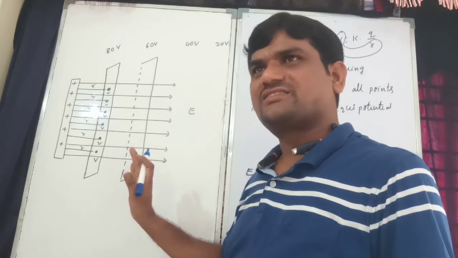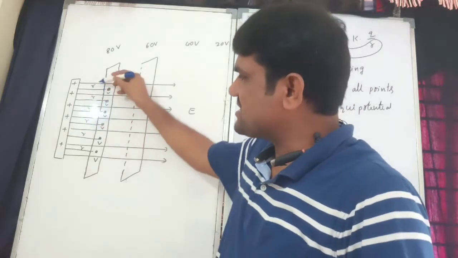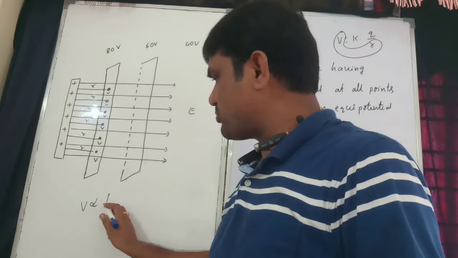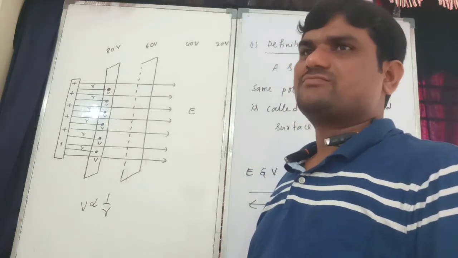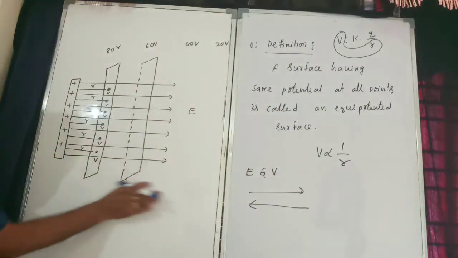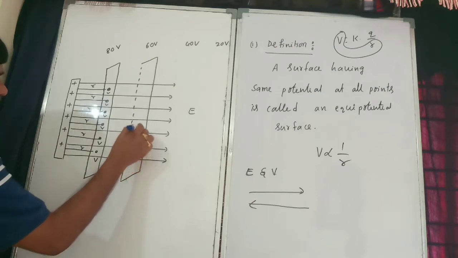Potential is same. Correct, right? Why? Because the distance is same. You know the formula, V is proportional to 1 by R, inversely proportional to R. Very good. Then next, the distance from here to here. Again, here I will consider here, and this point.